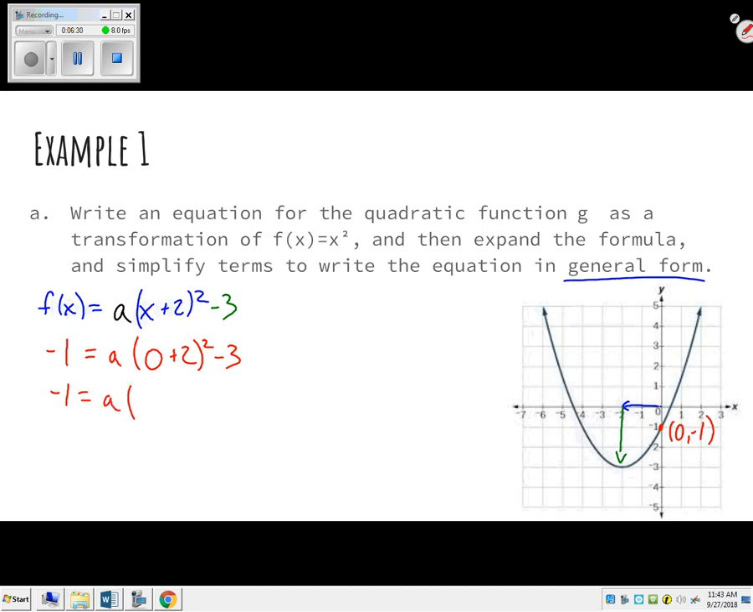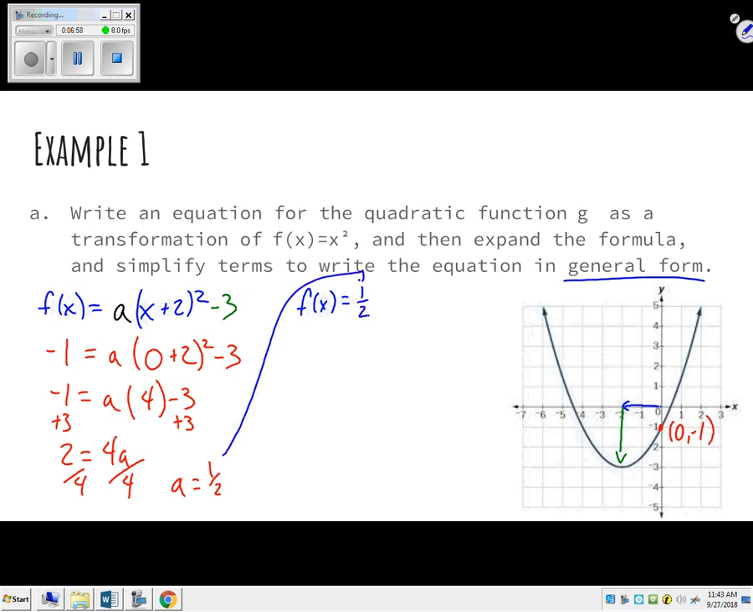So I get 0 plus 2 squared is 4. I'm undoing what's being done to the a, so I need to add 3 to both sides. And so I get 2 equals 4 times a. Divide both sides by 4, and I get a to be 1/2. So this parabola has been compressed by a factor of 1/2. Now I can come back up here to my original equation, and plug 1/2 in for my a right there. And everything else comes over.